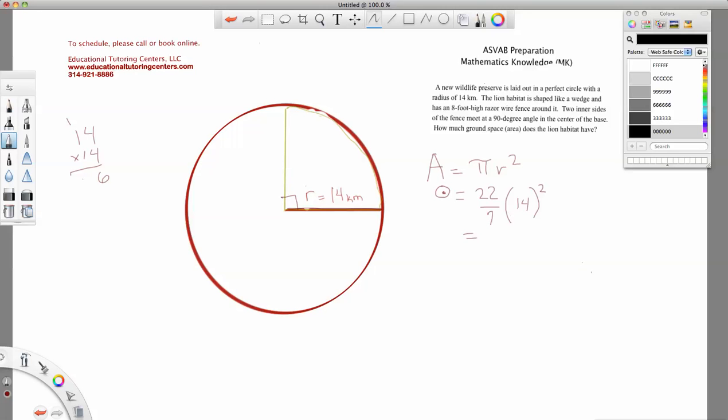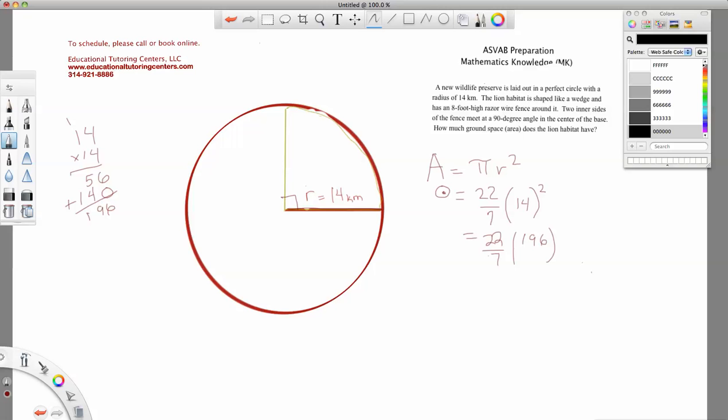4 times 4 is 16, carry the 1. 4 times 1 is 4 plus 1 is 5. Then we put our little placeholder 0 here. 4 times 1 again is 4. And 1 times 1 is 1, so that gives us a product of 196 because those are added. Okay, so we come back over here and we're going to write 22/7 times, we're multiplying this times 196.